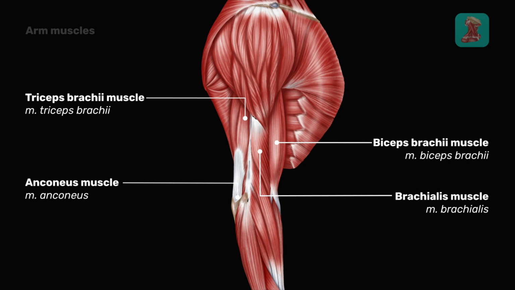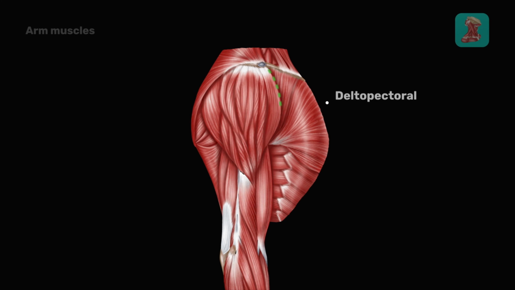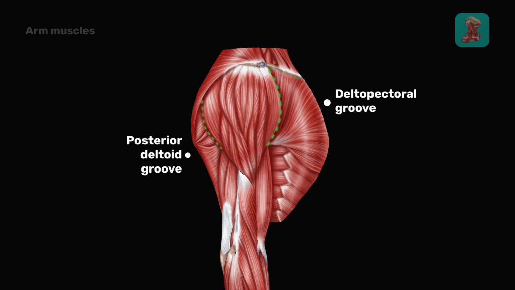The following are the borders of the upper limb. The anterior border is the deltopectoral groove. The posterior border is the posterior deltoid groove.